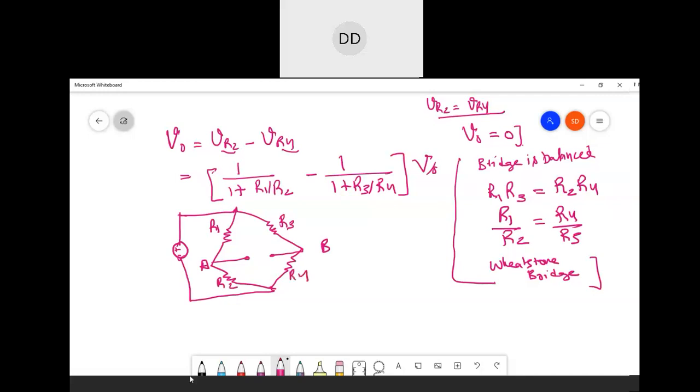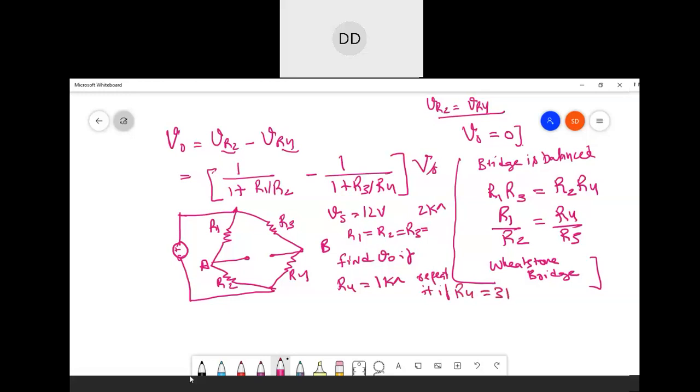Let's suppose my Vs is equal to 12 volts, and R1 is equal to R2 is equal to R3 is equal to 2 kilo ohms. We need to find V0 if R4 is equal to 1 kilo ohm, and repeat it if R4 is equal to 3 kilo ohm.